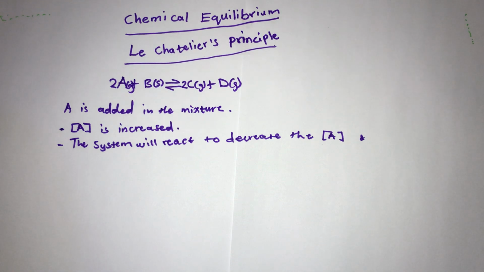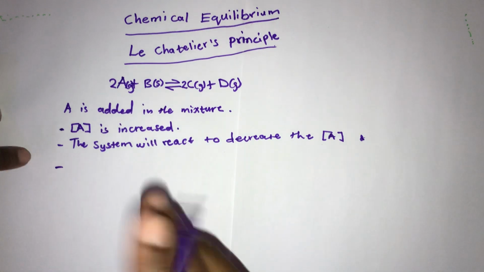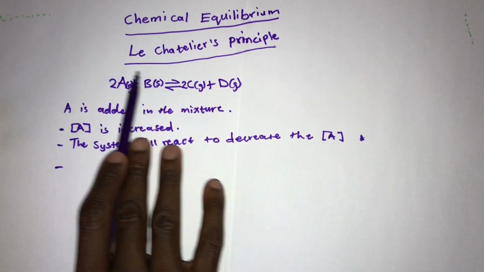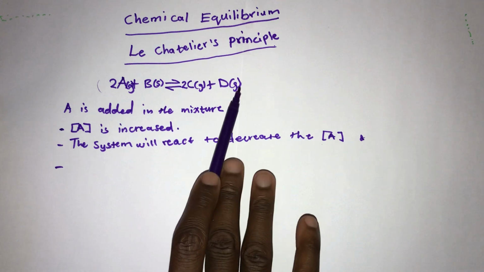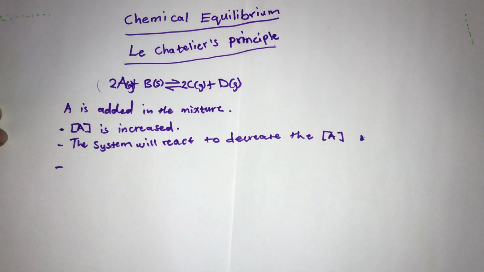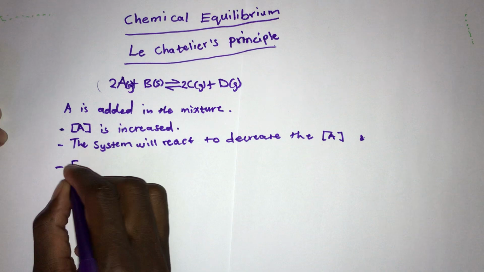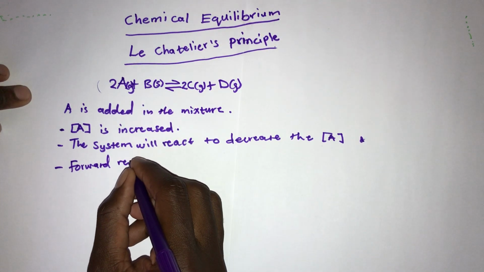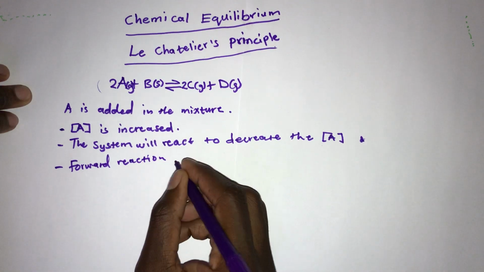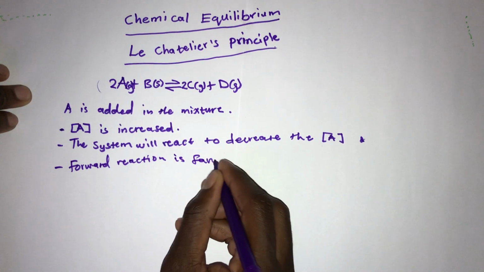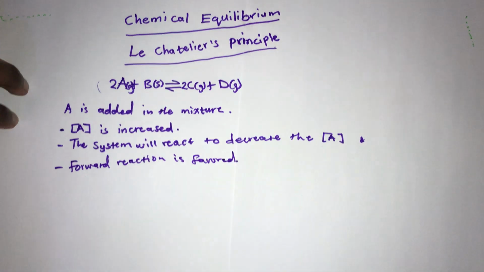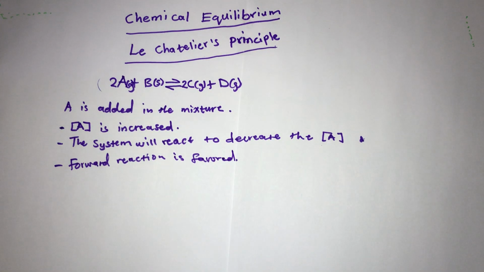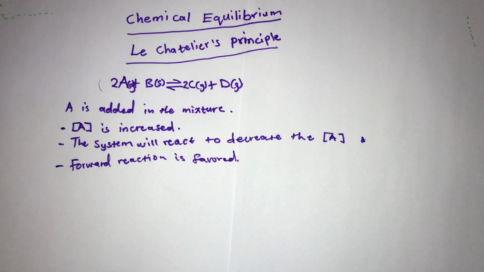Since the system is decreasing the concentration of A, it means that the forward direction will be favored. Since this is our reverse direction and this is our forward direction, the forward direction is favored.